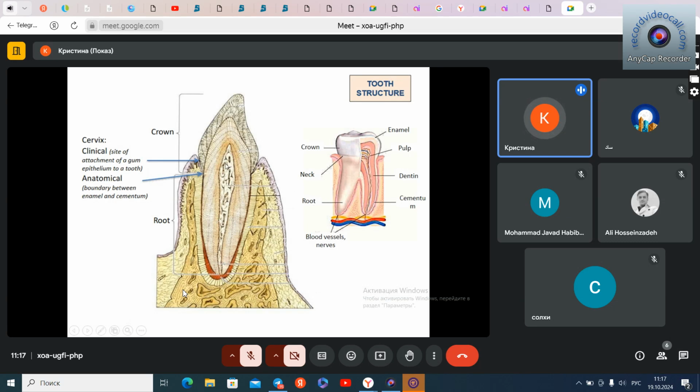In the center of the tooth we have the pulp. It is covered with the dentin, which is present both in the crown and in the root region, and the outer layers are enamel and cementum in the root region. The cementum is attached to the bone of the alveolus with the help of the periodontal ligament.